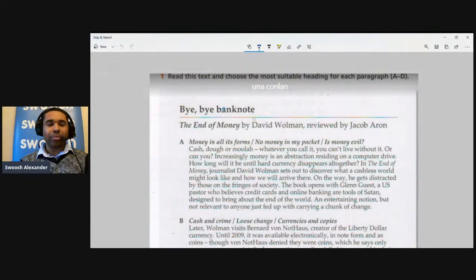So The End of Money, Bye-Bye Banknote. That's the title, and the subtitle is The End of Money. And we have to work out what is the main idea in paragraph A. So let me know in the chat box if you've already made a decision on this.